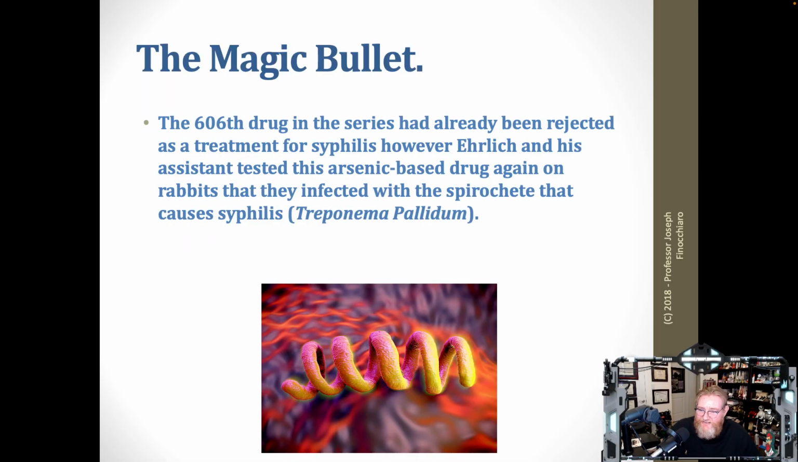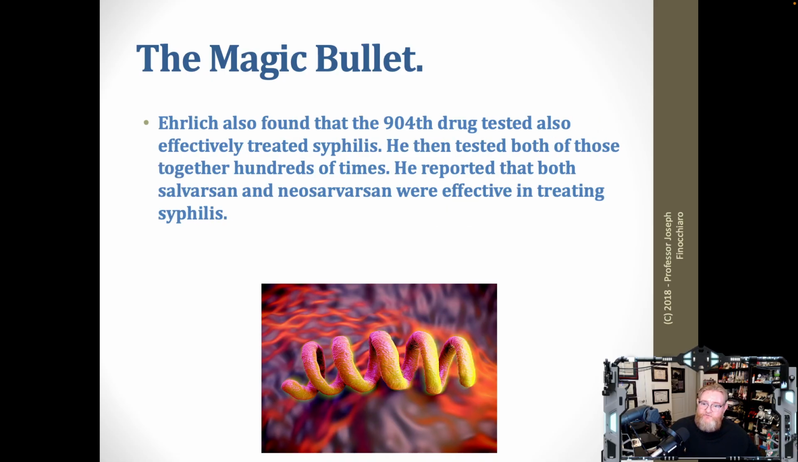The 606th drug in the series had already been rejected as a treatment for syphilis. However, Ehrlich and his assistant tested this arsenic-based drug again on rabbits that they infected with the spirochete that causes syphilis, Treponema pallidum. Ehrlich also found that the 904th drug tested also effectively treated syphilis.